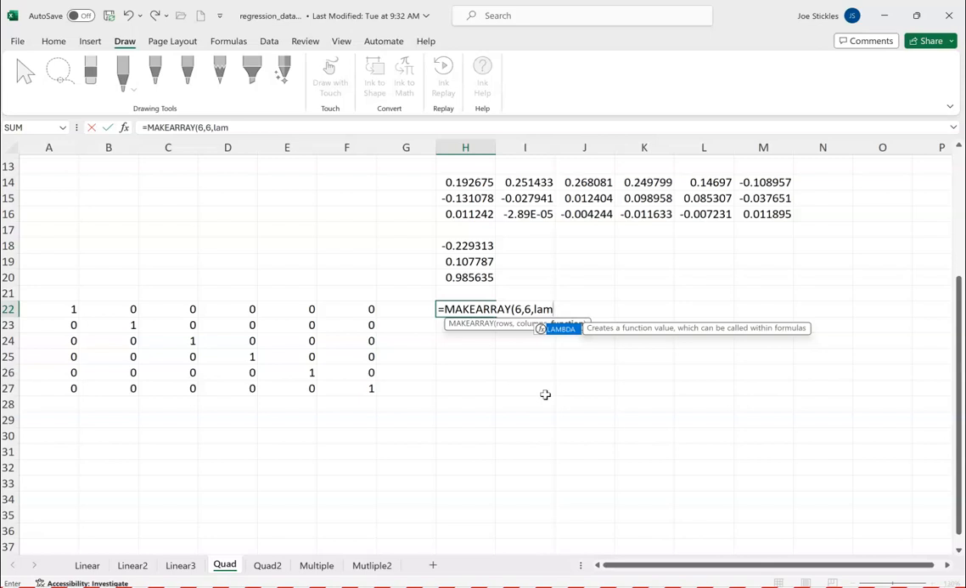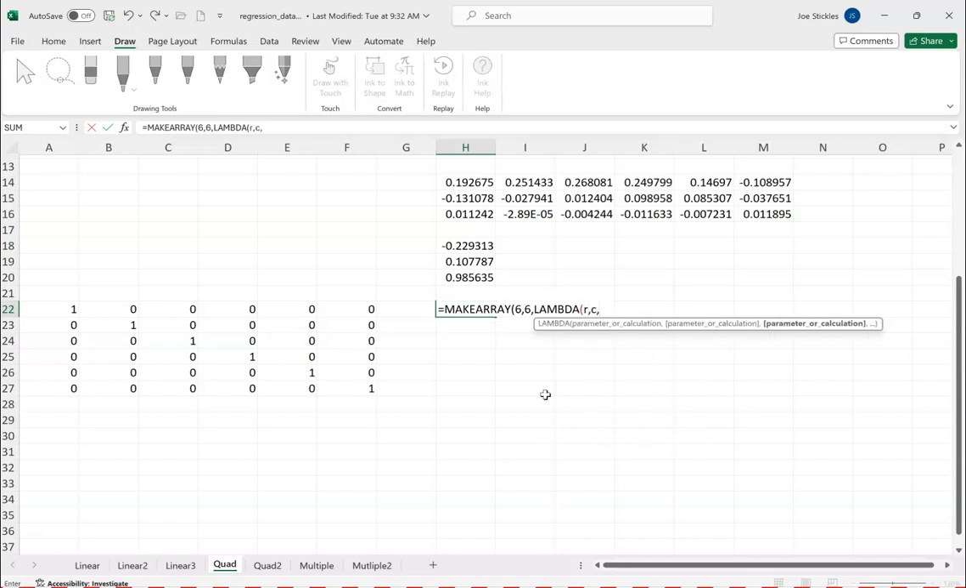Notice it even says, creates a function value which can be called within formulas. All right. So this lambda function is also going to take three pieces into it. The first piece is what the row entry needs to be. The second piece needs to be what the column entry needs to be. The third piece is then a function of the row and the column. All right. We're only going to do it because it works.